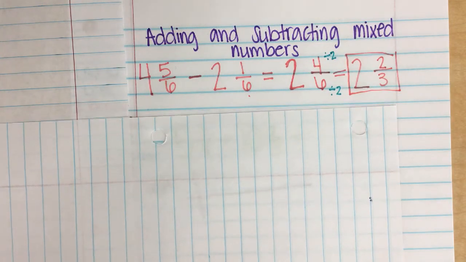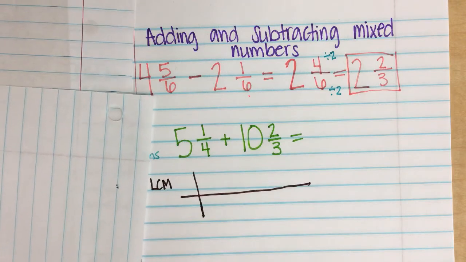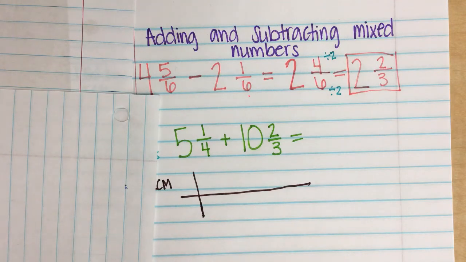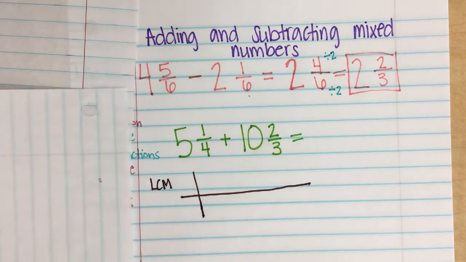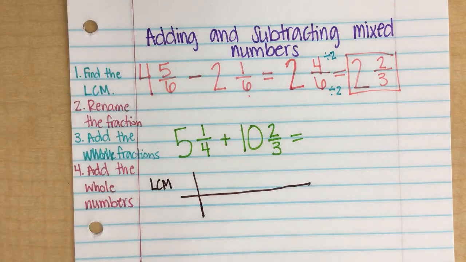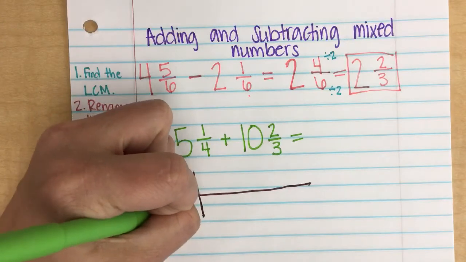All right, so when we're adding and subtracting mixed numbers that have unlike denominators, I still follow the same process, but I have to add a couple extra steps in there. So first, I'm going to find my least common multiple. So I look at my fractions. I have 4 and I have 3. So I need to find my least common multiple of 4 and 3.